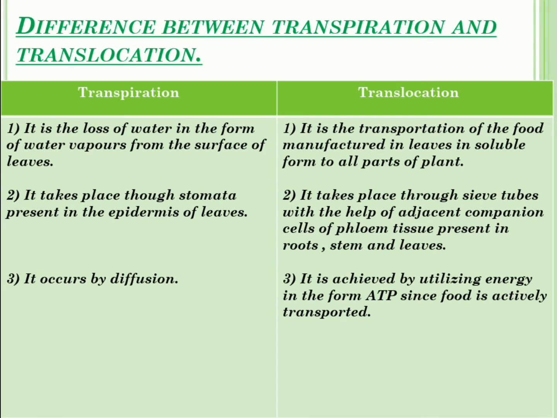Transpiration takes place through stomata present in the epidermis of leaves. Translocation takes place through sieve tubes with the help of adjacent companion cells of the phloem tissue present in roots, stems and leaves. Transpiration occurs by diffusion process. Translocation is achieved by utilizing energy in the form of ATP since food is actively transported.